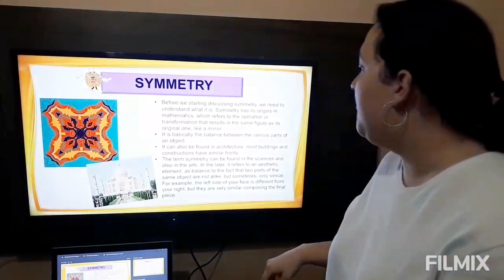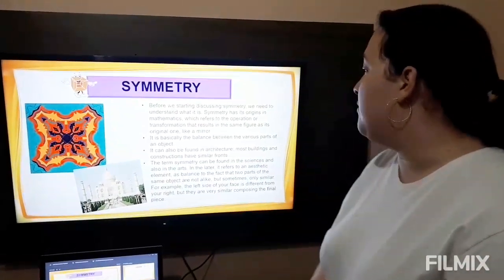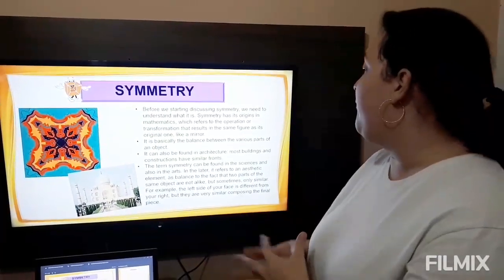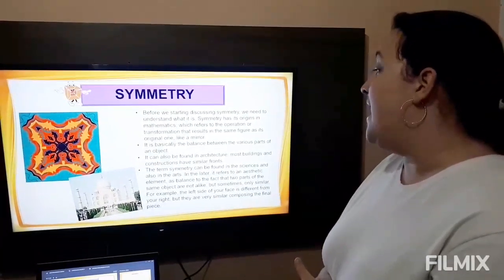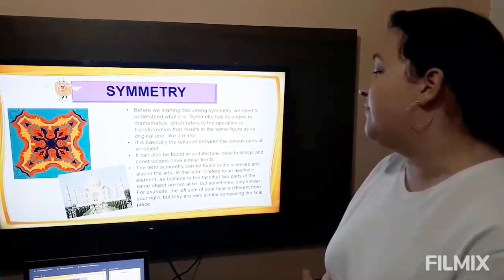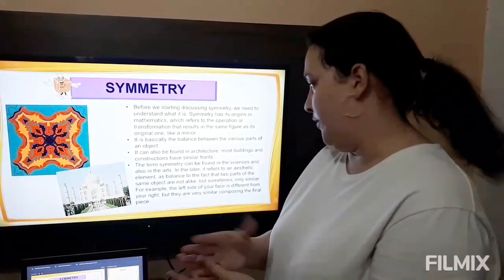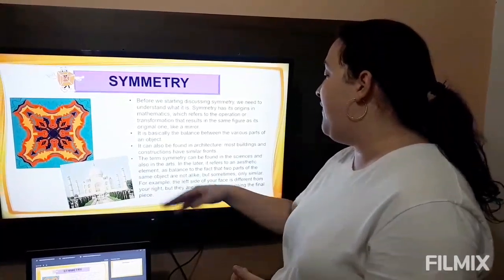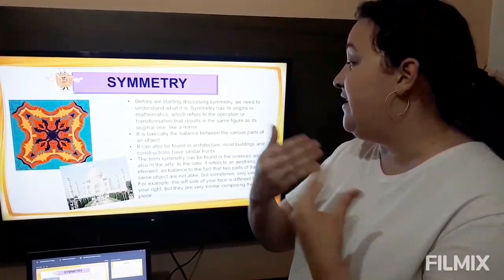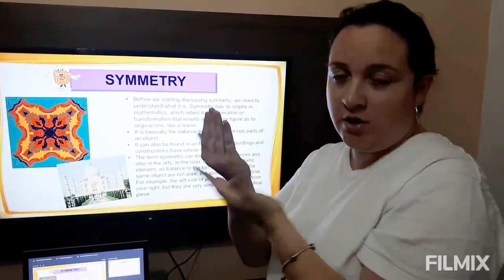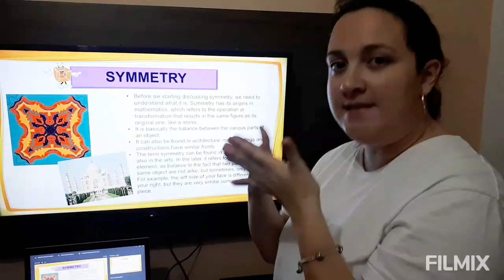Okay? The term symmetry can be found in the sciences and also in the arts. In the arts, it refers to an aesthetic element, as balance, to the fact that two parts of the same object are not alike, but sometimes only similar. For example, the left side of your face is different from your right, but they are very similar when comparing to each other, and that's what makes your face symmetrical.